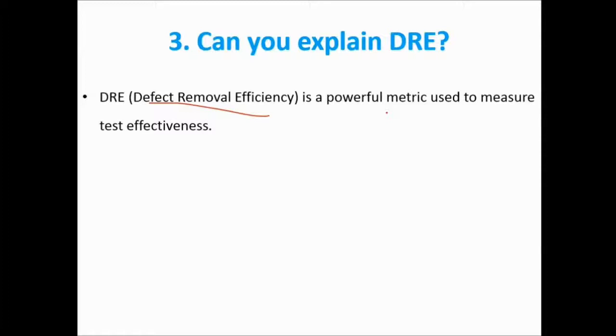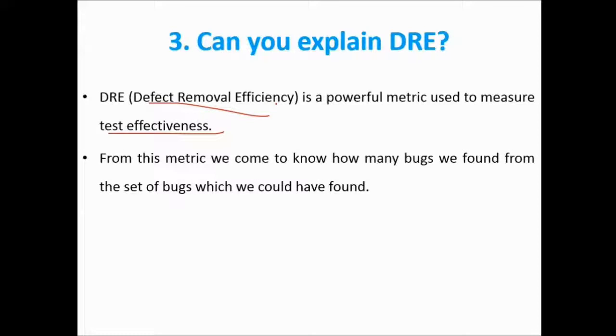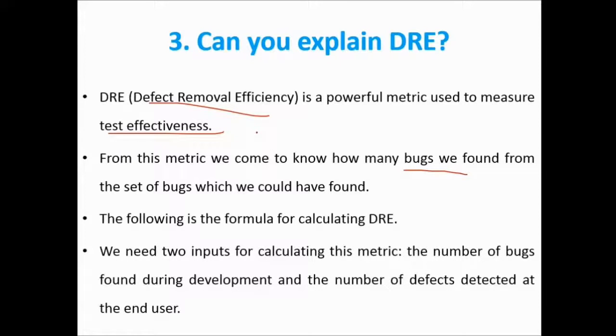This is a powerful metric used to measure test effectiveness, whether the test was effective or not. So with this metric, we come to know how many bugs we found from the set of bugs which we would have found. It uses a formula, which I am just going to show you for calculating DRE. We need two inputs for calculating this metric. First is the number of bugs found during development and the number of defects detected at the end user, right?